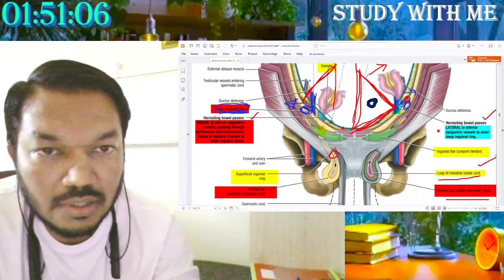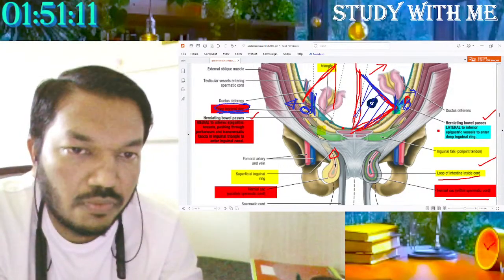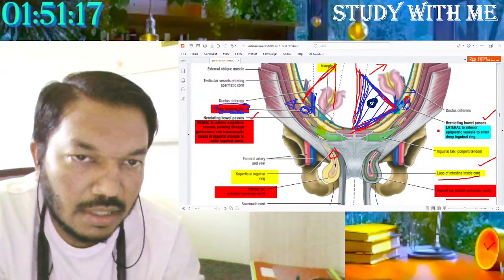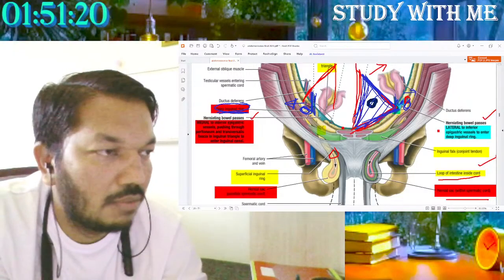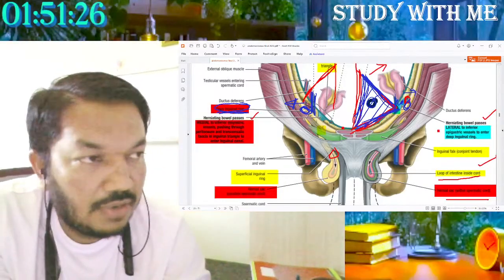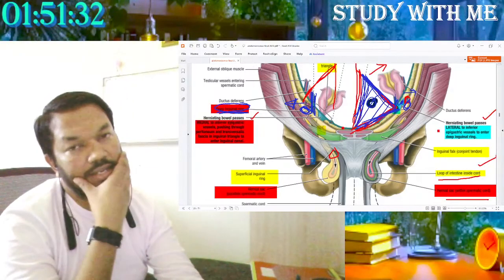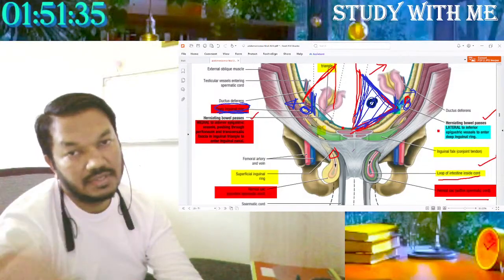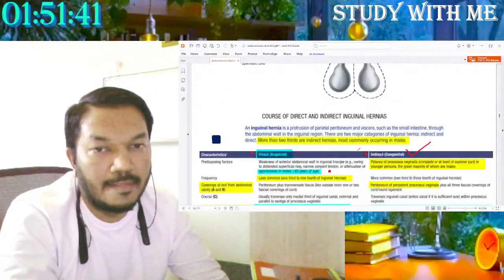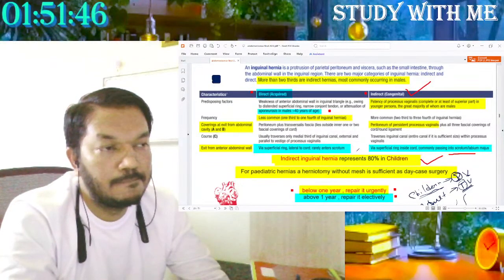Hasselbalch triangle will be inferior to the epigastric vessel. This is Hasselbalch triangle, which is formed by the inguinal ligament below, laterally by the lateral border of the rectus abdominis muscle, and superiorly by the inferior epigastric vessel. If hernia occurs through this triangle, it is called direct inguinal hernia, and if it occurs through the inguinal canal, which is lateral to the external iliac vessel, it is called indirect inguinal hernia. Very good.